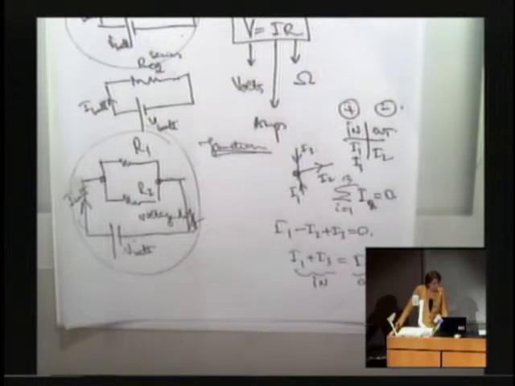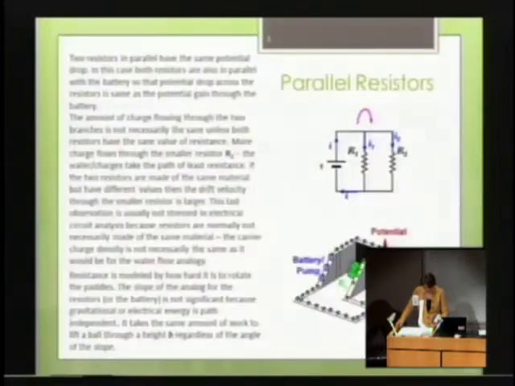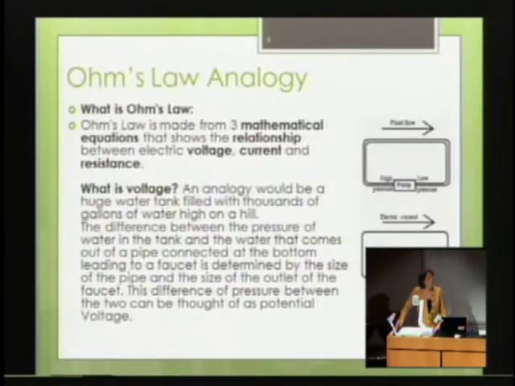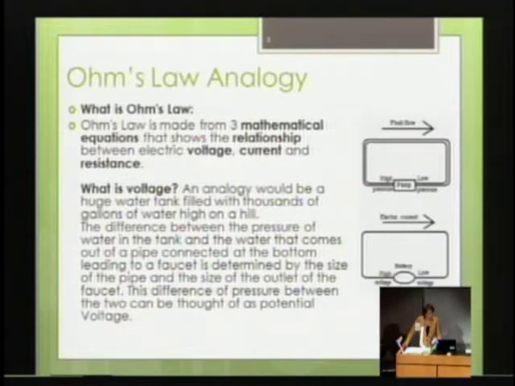Let's see if we have it here. Ohm's law analogy. You have what is Ohm's law, what are the equations, what do I mean by voltage, some analogy, mechanical analogy for you to think of it and associate it with not so abstract of an example. You have it here. What is current, what is resistance, and what are their values? And Ohm's law, what did you say Ohm's law is? Oh, I'm sorry, I'm talking without you being part of it, right? So, Ohm's law analogy, right?